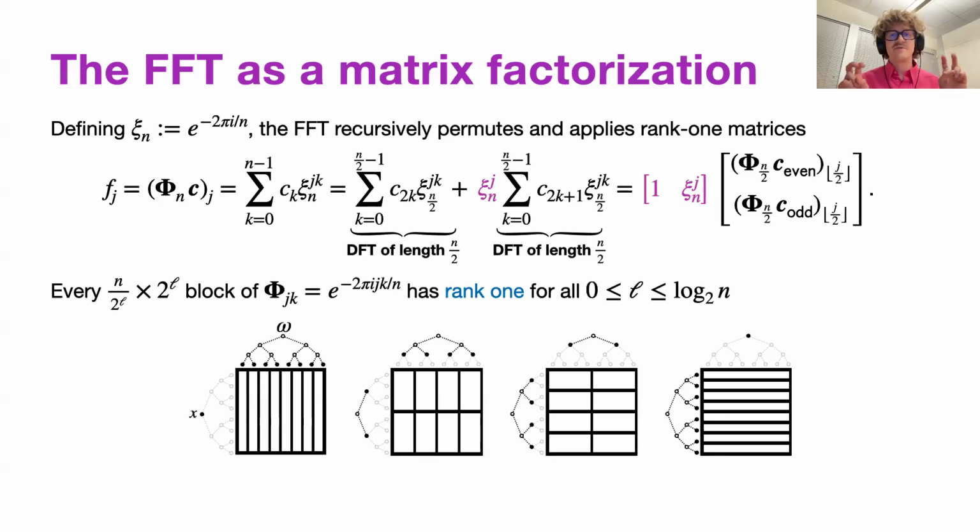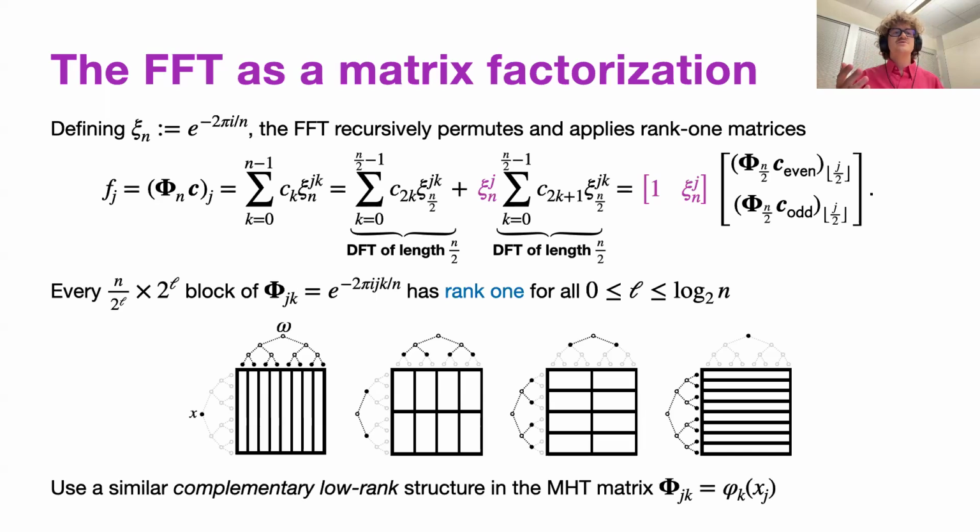And this is what's known as the complementary low rank structure. We're moving down a tree in space, so we're subdividing space, while moving up a tree in frequency, so agglomerating two sections of frequency space. And at each level, all of these blocks have low rank, right? In the FFT case, they have exactly rank 1. So we'll try to use a similar complementary low rank structure in the manifold harmonic transform matrix, right? Whose columns are now the Laplacian eigenfunctions instead of the complex exponentials, right?